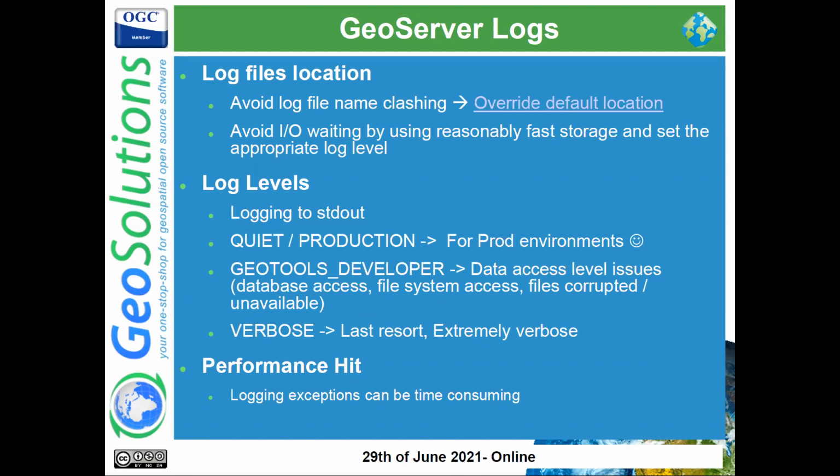And the verbose level is the last resort, it is extremely verbose. It can easily write down hundreds of lines per each request. But of course, you may have to use it if you're trying to debug some problems with your GeoServer. Keep in mind there's a performance hit associated with logging. So logging exceptions especially can be quite time consuming. So as we said multiple times already, keep your log level low if you don't need it.